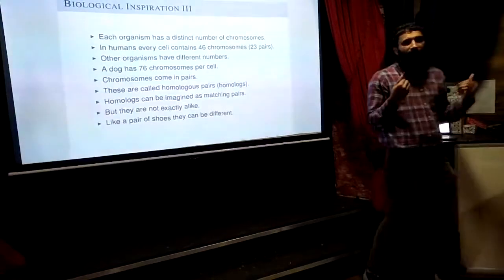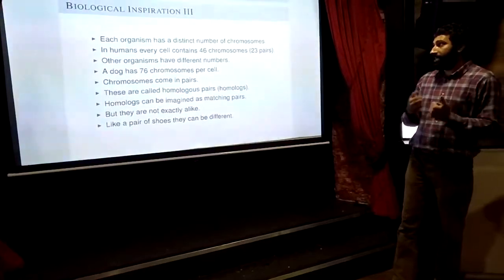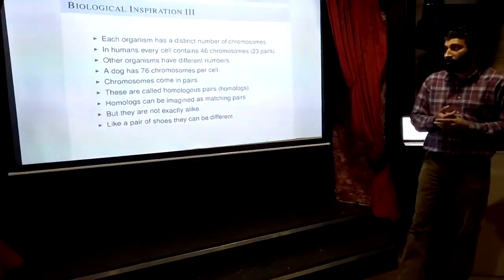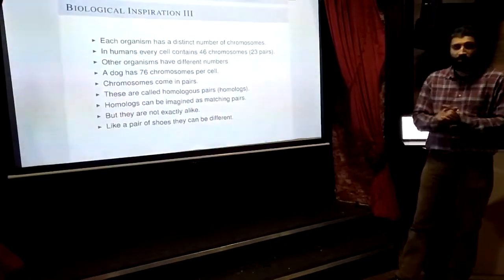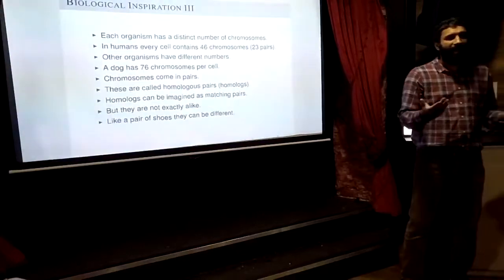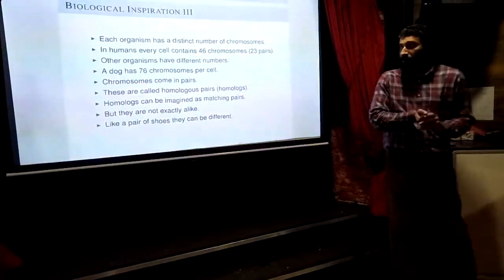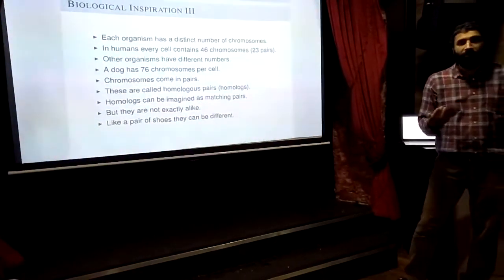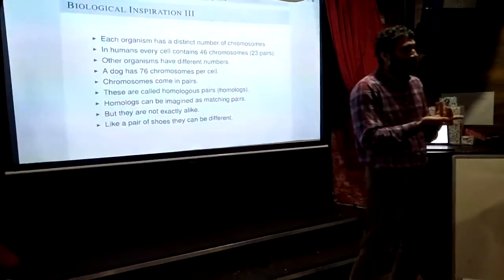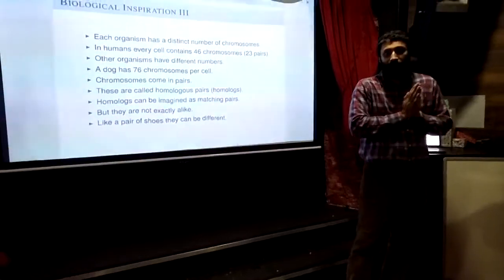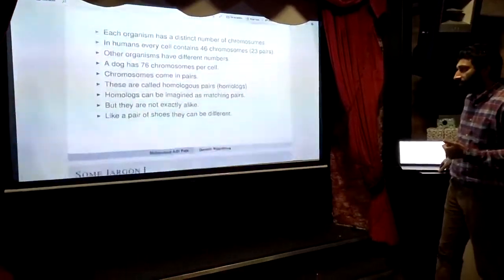So, for instance, the cell of each organism has a distinct number of chromosomes. For instance, in human beings, every cell contains 46 chromosomes, 23 pairs. Other organisms can have different number of chromosomes. For instance, cells in dogs can have 46 chromosomes. Chromosomes come in pairs, but they are not always alike. They can be different, such as a pair of shoes can be different from each other. So they can have kind of differences.